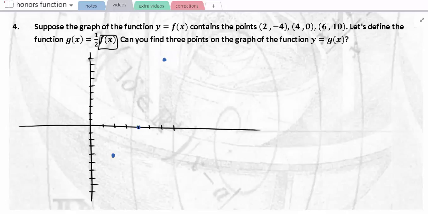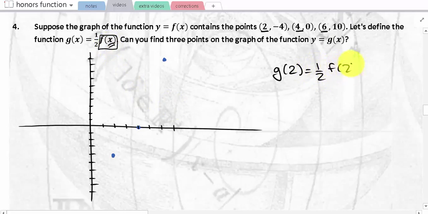All right, here we go. So this time, let's take these inputs inside g directly. What is g of 2? Why these inputs directly? Because I'm not affecting the input, right? g of 2 is 1/2 of f of 2. f of 2 is negative 4, so it is 1/2 of negative 4, which is negative 2.